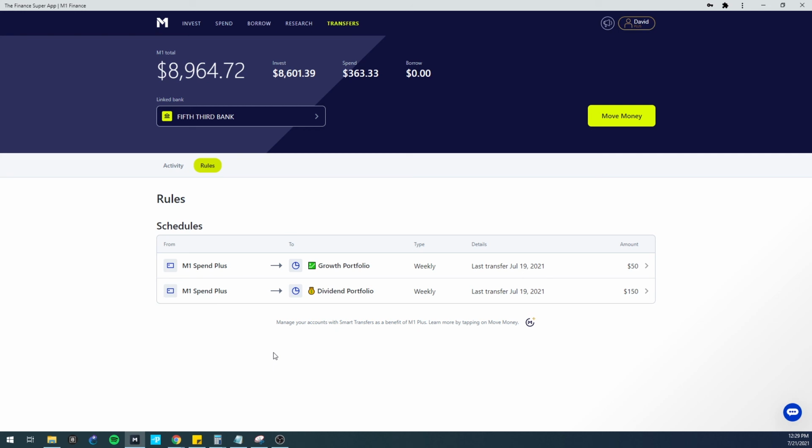I know this was a pretty simple video on how to set up the automation, and that's great, right? M1 Finance, they did not make this complicated at all. It is very much, like I mentioned before, a fire and forget. You set it up, and you don't have to worry about it ever again.